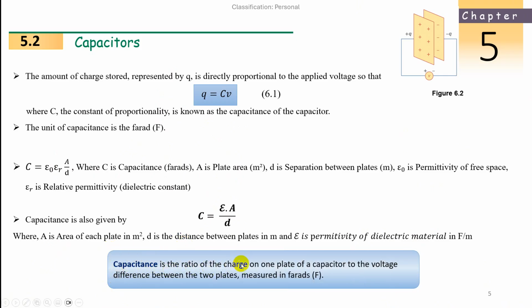So, the capacitance definition. Capacitance is the ratio of the charge on the plate. Capacitance C is equal to Q by V. Capacitance is the ratio of the charge on the plate of a capacitor to the voltage difference between the two plates. C is equal to Q by V. Q is nothing but the amount of charge on the plates per voltage applied across the plates, the voltage difference between the two plates, measured in farads. So this is about the definition and equation of the capacitor.